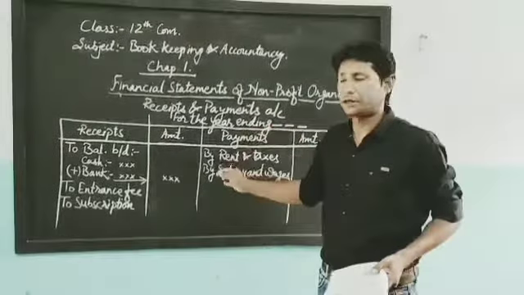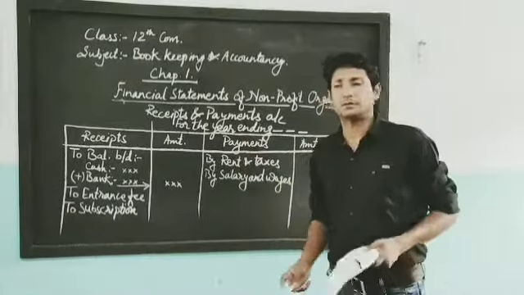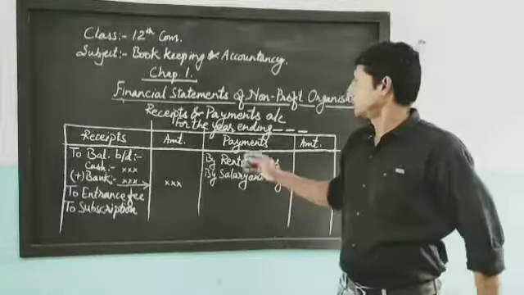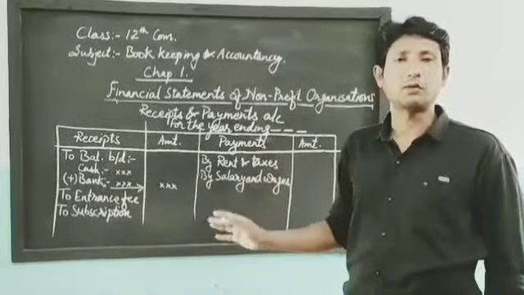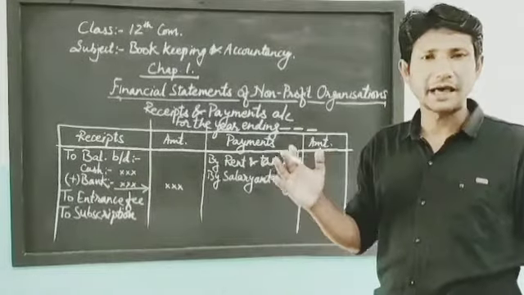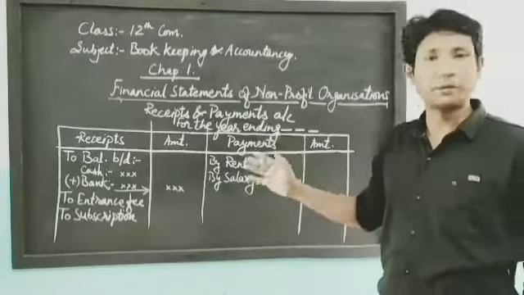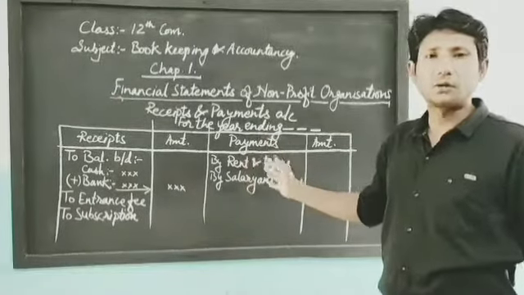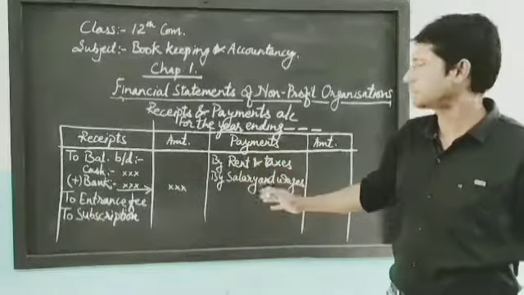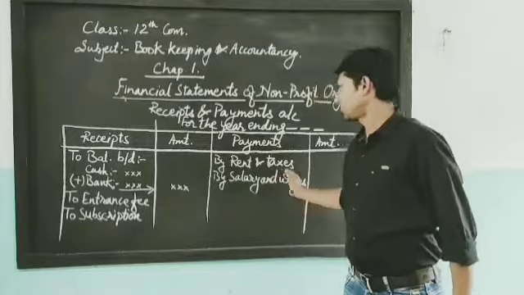Here is the format of receipts and payments account. The main objective of preparing receipts and payment account is to know the cash balance on a particular date. Because this is an account, it is divided into two parts, left hand side and right hand side.